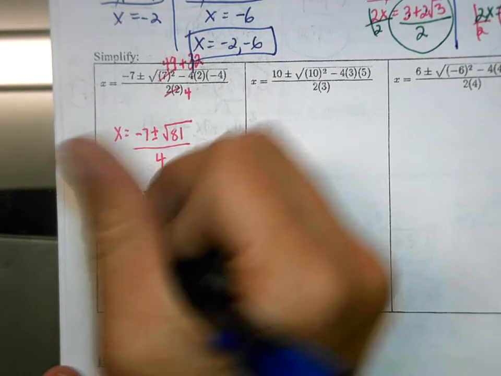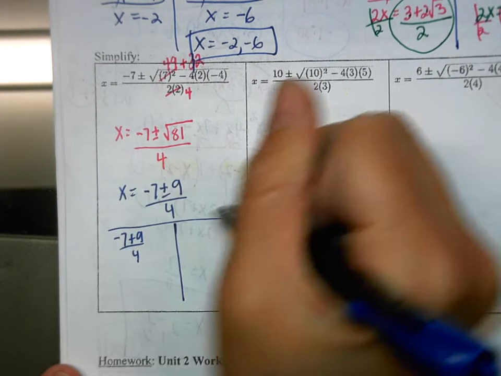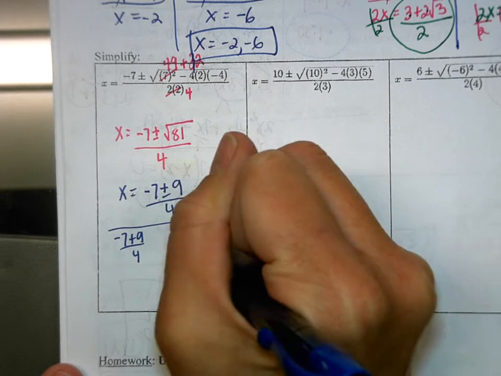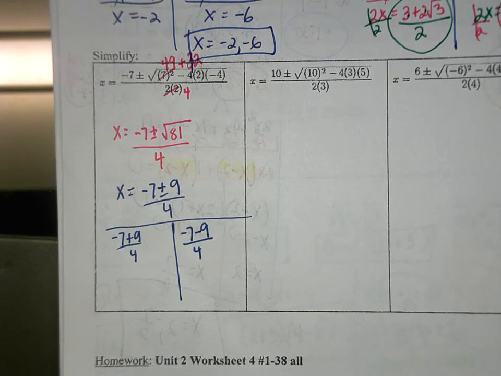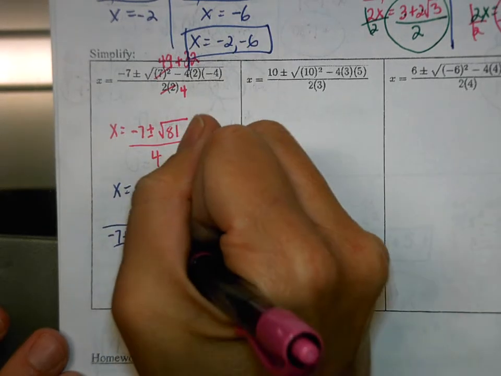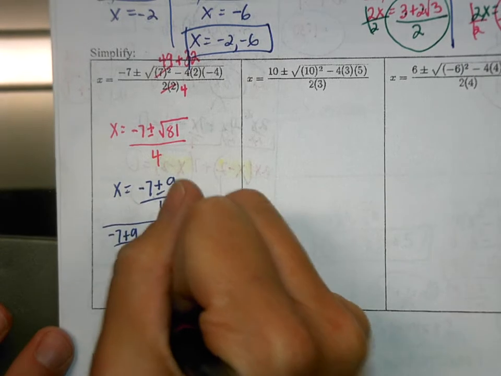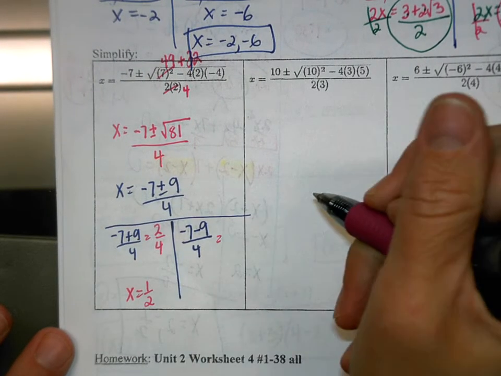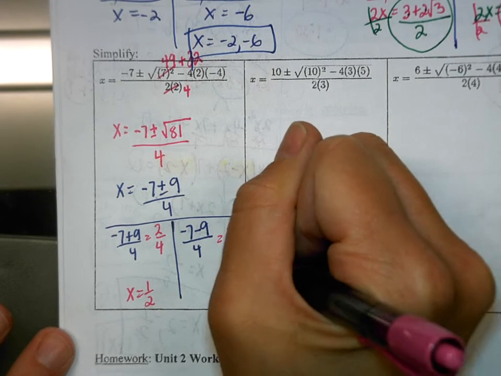So one would be negative 7 plus 9 divided by 4, and the other one would be negative 7 minus 9 divided by 4. What is negative 7 plus 9? 2. 2 over 4, and does that reduce? Yes. X equals 1 half. What is negative 7 minus 9? Negative 16. Good. Divided by 4 is?